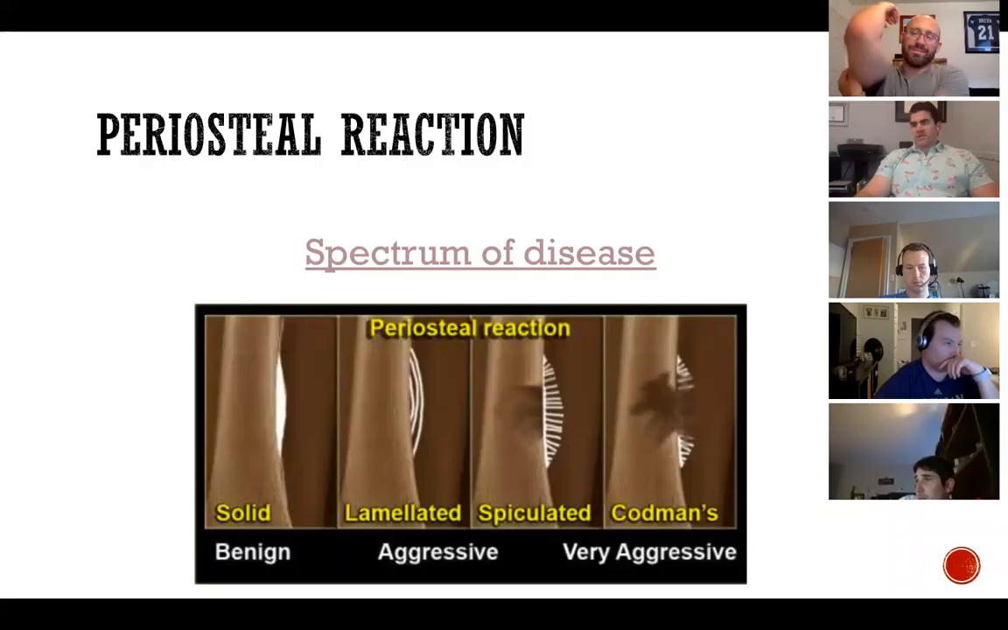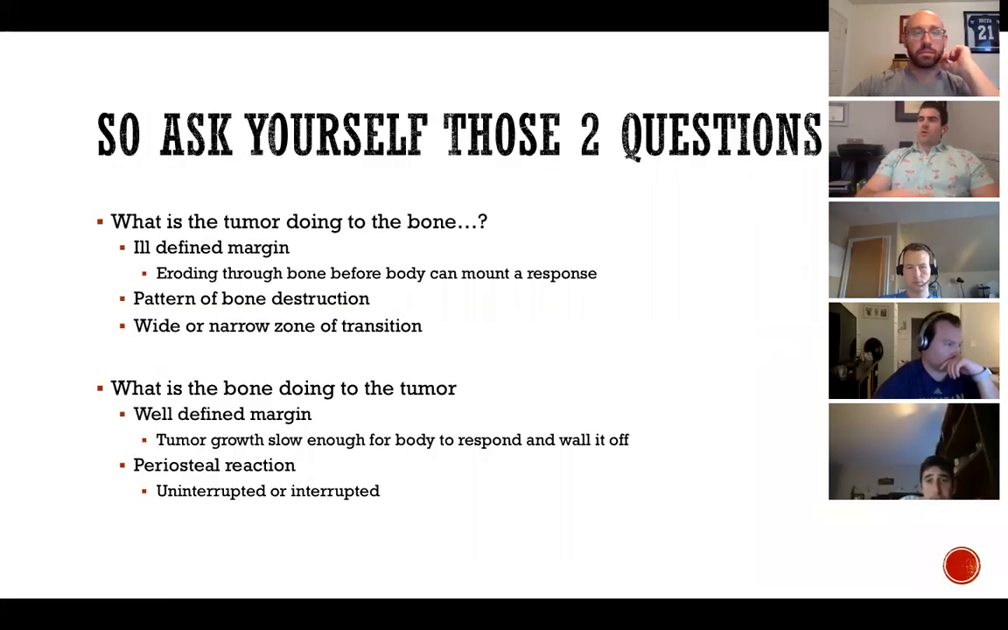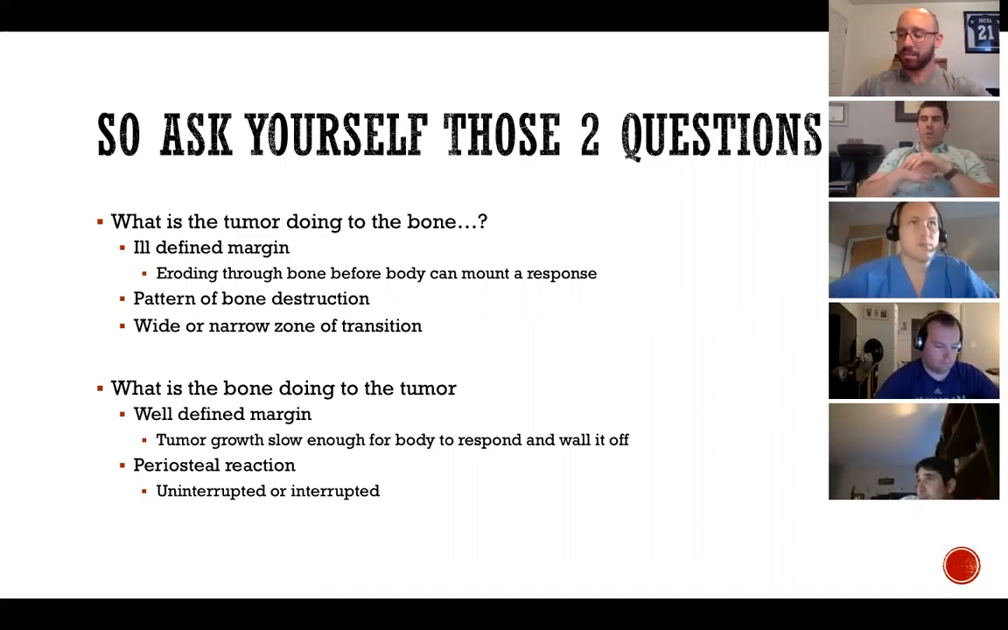I just like this slide, this nice spectrum of disease here that Zach had from his talk. Joe Galloway's favorite questions: ask yourself two questions. What is the tumor doing to the bone? What is the bone doing to the tumor, right? Do you have an ill-defined margin of aggressive bone growth and aggressive bone loss, a wide zone of transition? And then, these things are related.